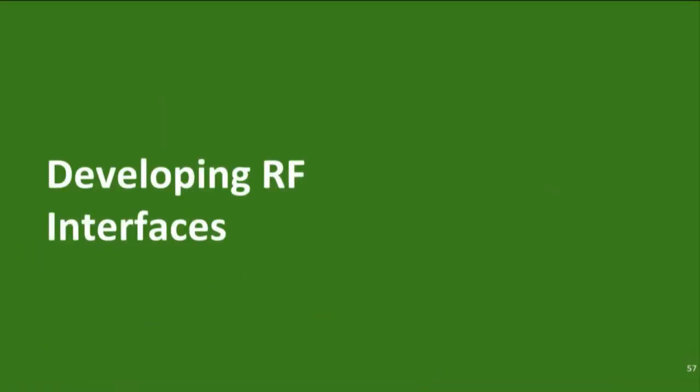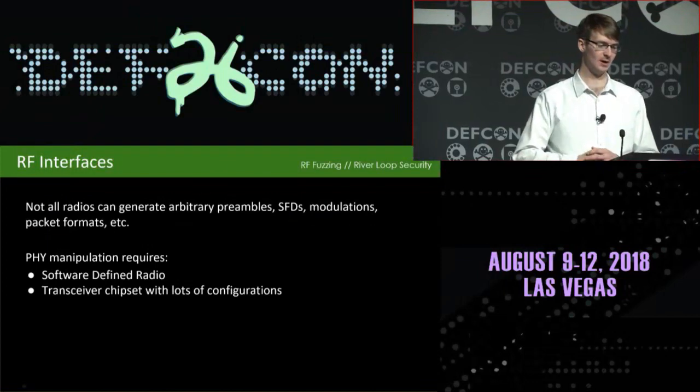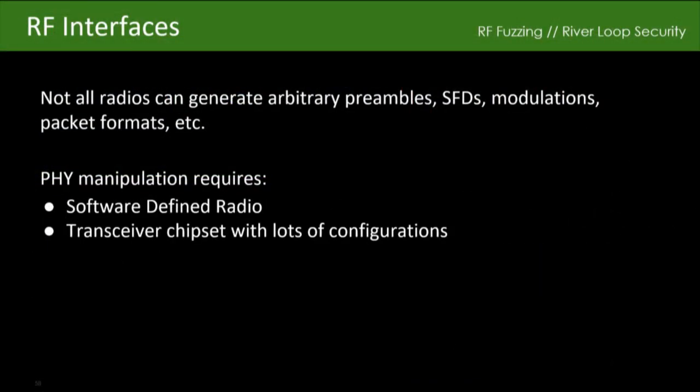So to wrap this up, I want to talk briefly about RF interfaces, where we want to take this research, and what we want to enable for further work here. One of the challenges, as you just saw with this demo, is that developing arbitrary RF content, arbitrary physical layers to inject at these receivers, is not always easy to do. The reason is that not all COTS radios are able to generate things like arbitrary preambles, change the SFD value that they're correlating against, or even change the packet format, modulation, things like that. In order to do that on the physical layer, we either need to rely on software-defined radio or get our hands on a transceiver chipset that enables us to configure these things.